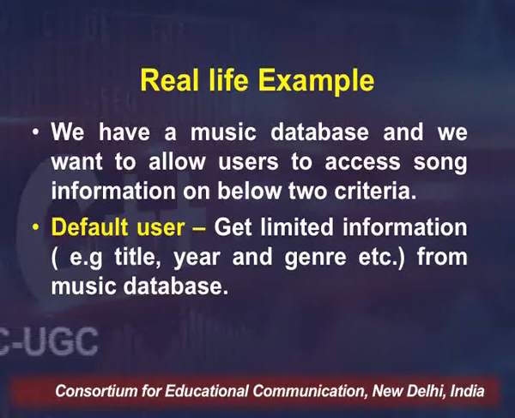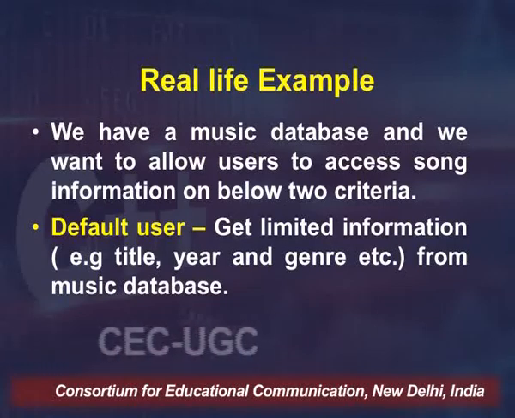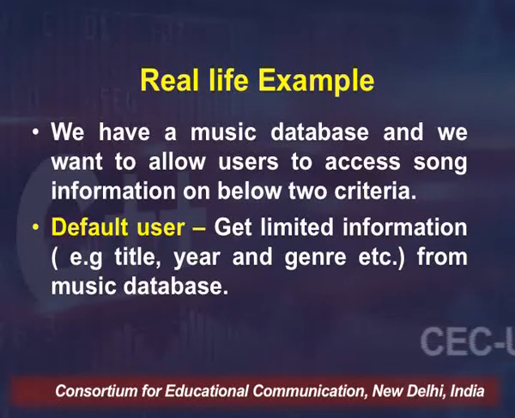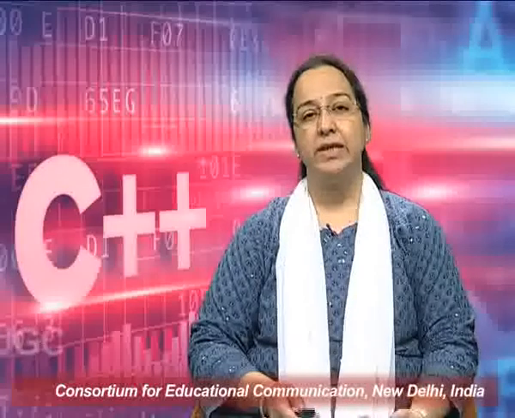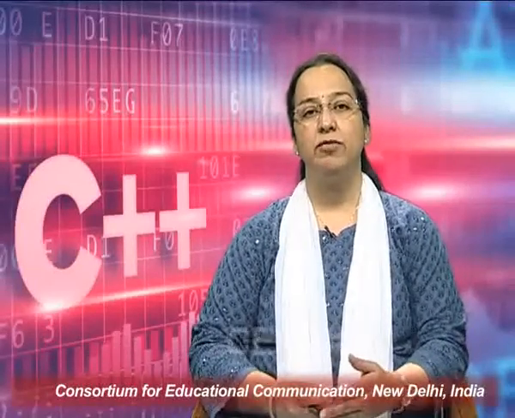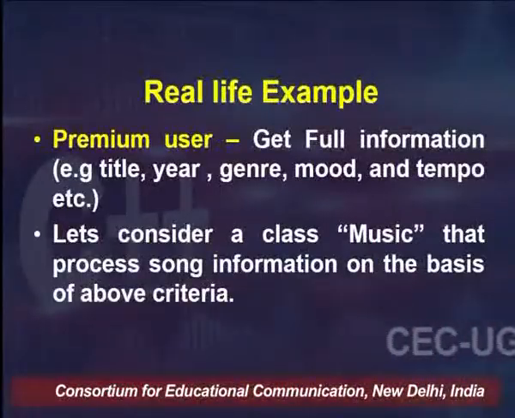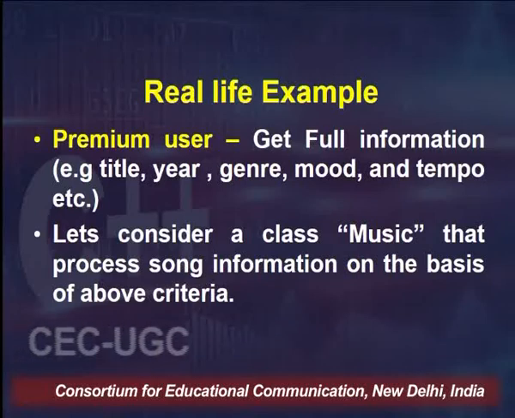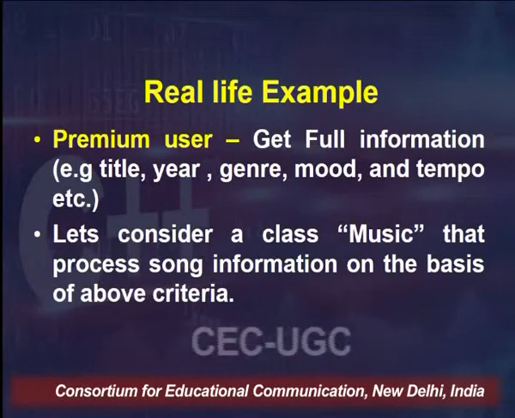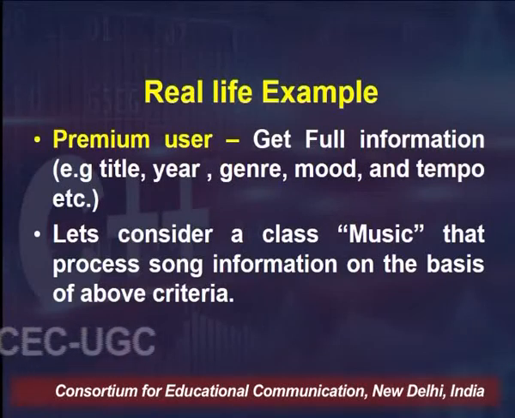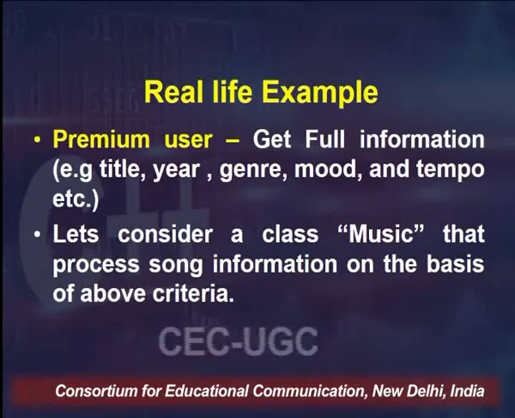information, for the default user we need some limited information from the music database, for example title, year and genre. And for the premium user we need the full information, that means title, year, genre, mood, tempo, etc. So now if we are creating a class Music that is going to process the song information on the basis of the above criteria, how are we going to create that?